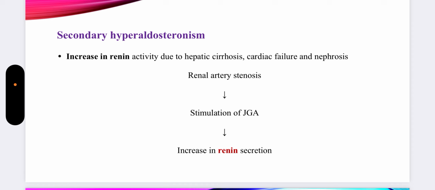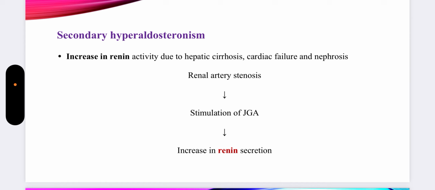Why does it occur? Due to hepatic cirrhosis, cardiac failure, nephrosis, etc. These are the causes. Okay, so renal artery stenosis causes stimulation of the juxtaglomerular apparatus of kidney and it increases the secretion of renin because renin is secreted from the JG cells of kidney. Okay, juxtaglomerular cells of kidney.